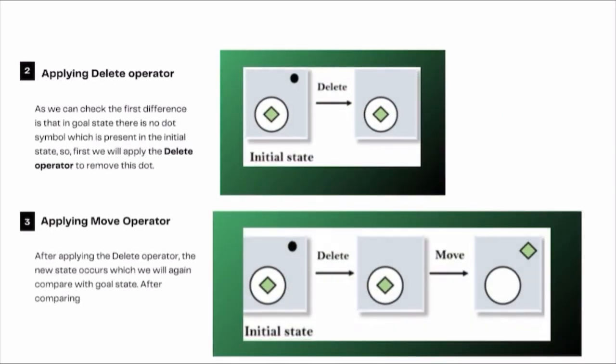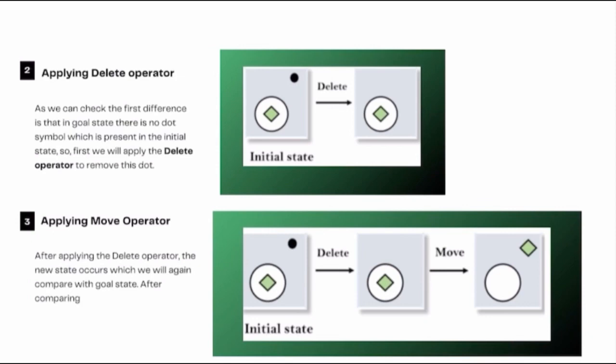So this is the initial state. Then we'll be applying a delete operation. As we can see from the differences from the first step, there is no dot in the goal state, and to remove that we'll be applying delete operation. After applying delete operation, we'll remove the dot. Then in the third step we'll apply move operator. Here we will be moving the square which is inside the circle outside the circle. For this we will be using move operator to move the square. Hence we have moved the square.